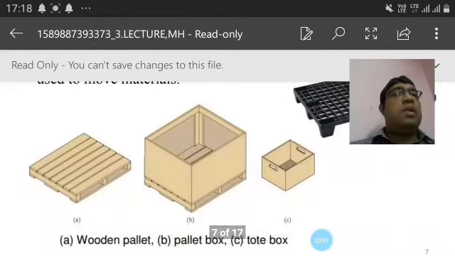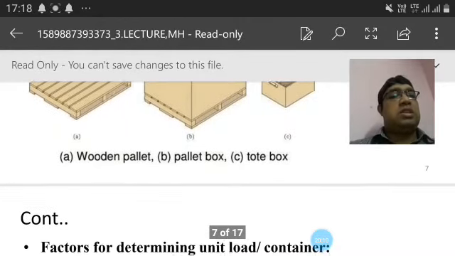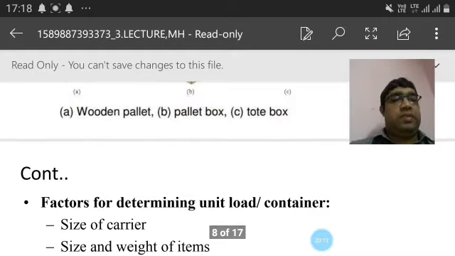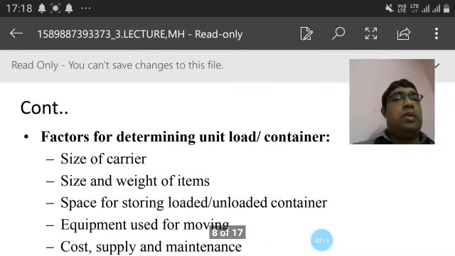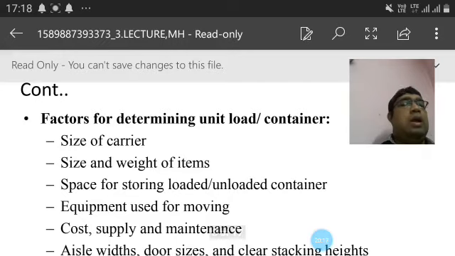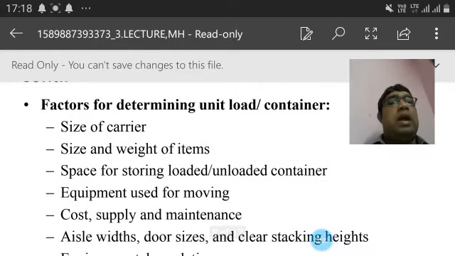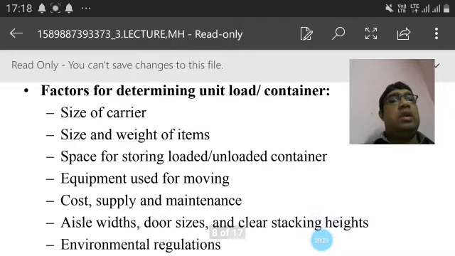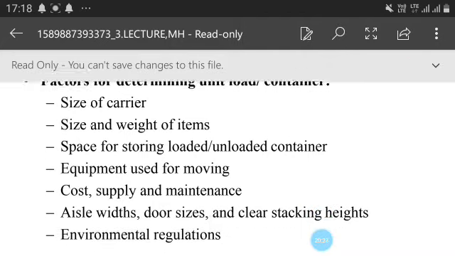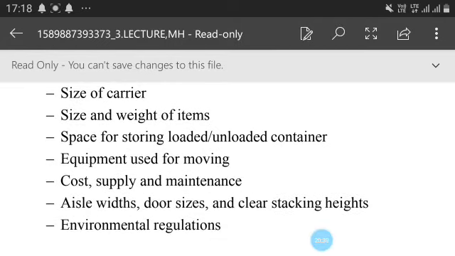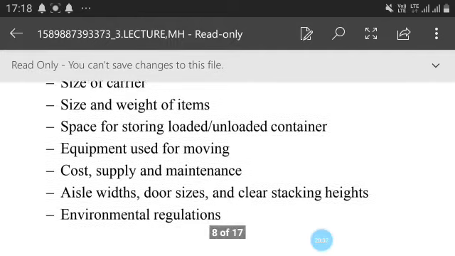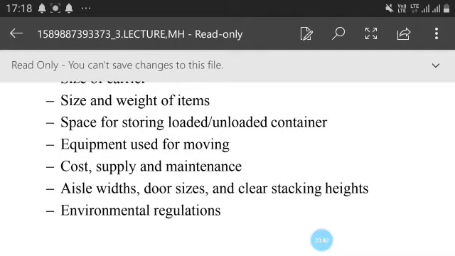There are no difficulties or distractions that arise in this system. The factors for determining the unit load container are the size of the carrier, the size and weight of the item, space for storing loaded and unloaded containers, the equipment used for moving materials, the cost, supply and maintenance, as well as door size, clear stacking heights, and environmental regulation.